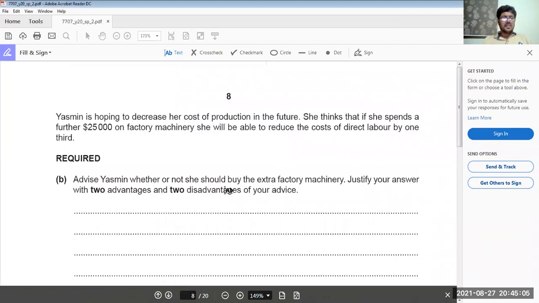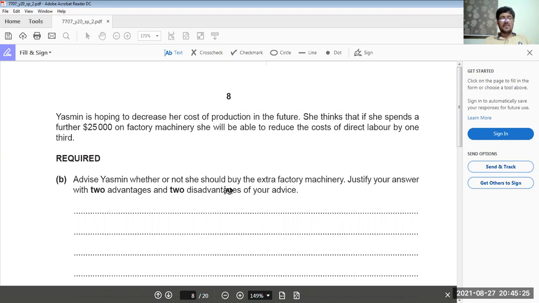Now, come to the next question. Yasmin is hoping to decrease her cost of production in the future. She thinks that if she spends a further 20% on factory machinery, she will be able to reduce the cost of direct labor by 1/3. Advise Yasmin whether or not she should buy the extra factory machines. Give 2 advantages and 2 disadvantages of your advice.